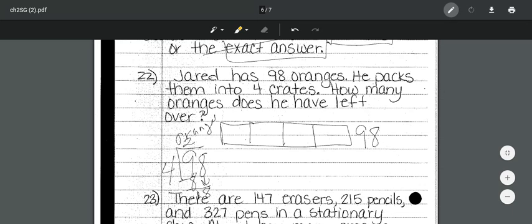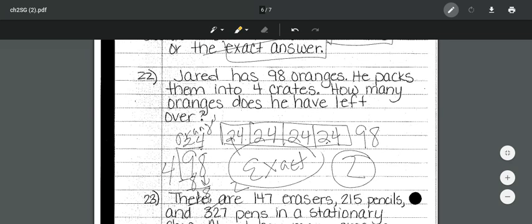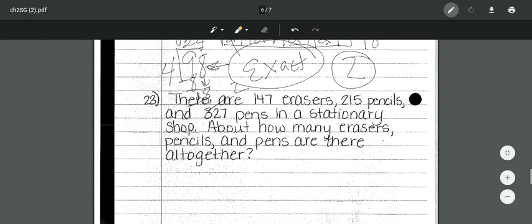4 can go into 8 4 times. 4 times 4 is 16. When I subtract, I have 2. So that means each of these crates hold 24 oranges. So if I add all these together, I'm going to get 96, which means I have 2 left over. Okay? This was exact. This is me having to do multi-steps of dividing, finding the remainder, and actually figuring out the exact answer, okay? So that shows you how much he has left over.